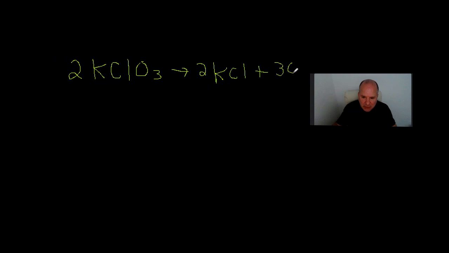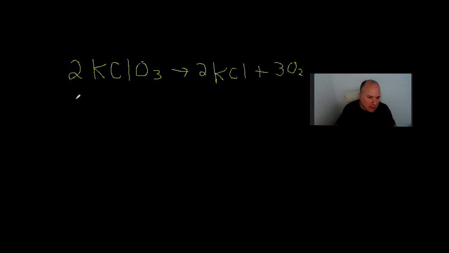Okay, so we're going to start with 2 potassium chlorate, 2 KClO3, and this is going to break down into 2 potassium chloride plus 3 oxygen molecules, 3 O2. So I'm going to show you then if we start with a certain amount of the potassium chlorate, how much of a given product we'll get. So the reactants are on the left and the products are on the right.